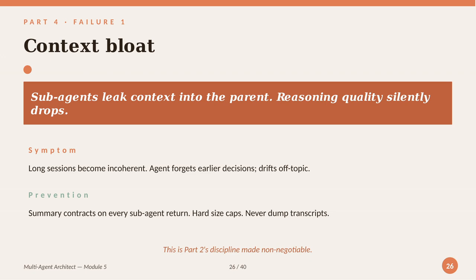What it isn't. A model failure. The model is fine. The issue is that the model's context window is being used inefficiently, too much source material, too little reasoning room. Switching to a bigger model doesn't fix it. That just delays the same failure. Prevention. Summary contracts on every subagent return. Hard size caps on the summary fields. Never dump raw transcripts back to the parent. The discipline from Part 2 becomes the prevention here.